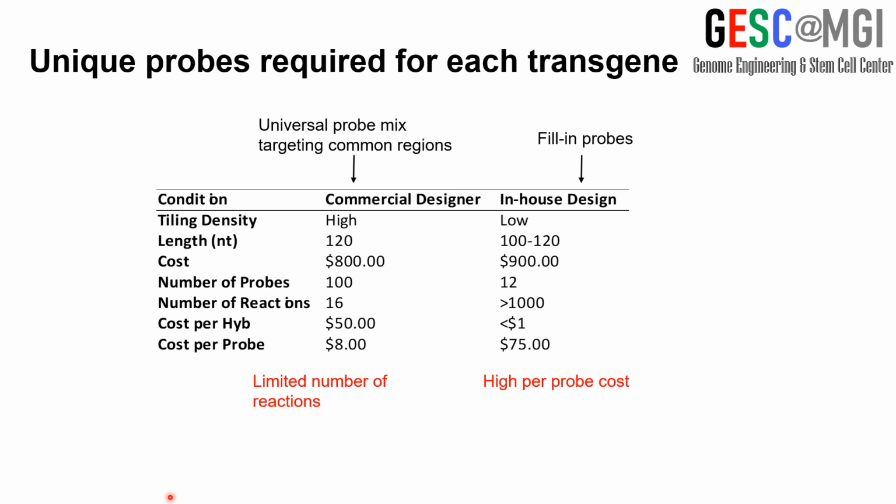For each project, you are likely to require a unique set of probes. For a commercial designer, the easiest thing to do is to send the region of interest to the designer, and they will generate high density tiling panels for that region. And the caveat is that although the cost per probe is relatively low, there's a limited number of reactions that you can use that panel for.